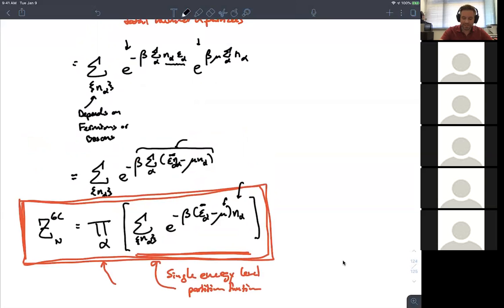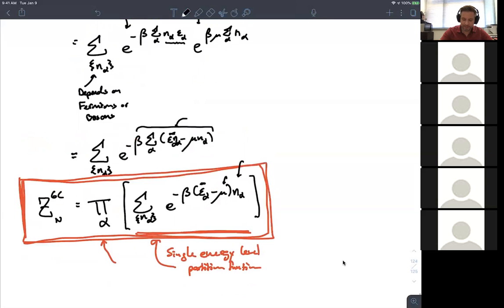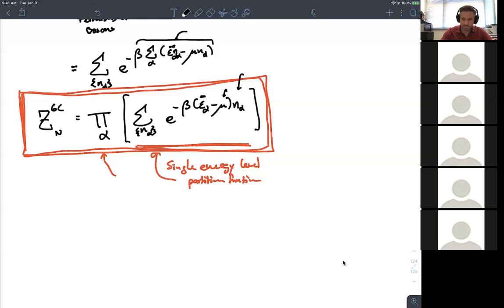All right, very good. So now what we're going to do on Monday is write down this partition function again, and then we're going to see what happens when we use the allowed set of n alphas for bosons and when we use the allowed set of n alphas for fermions. And you'll see that we get different statistics depending on what kind of particle you've got.